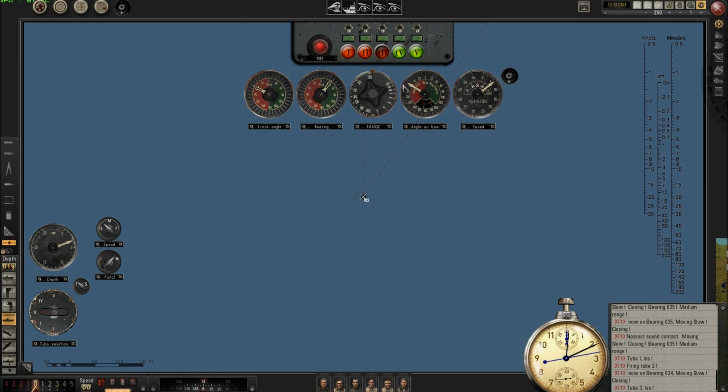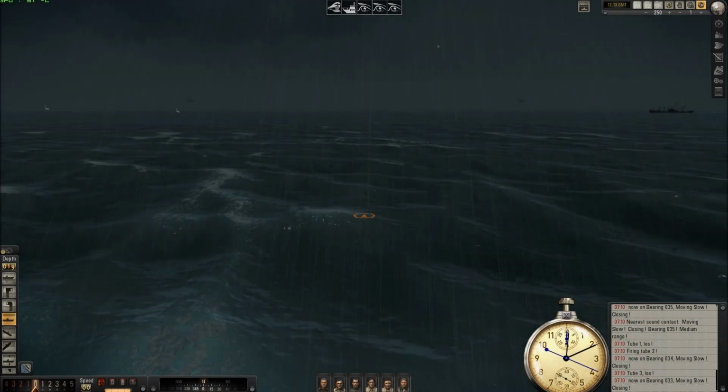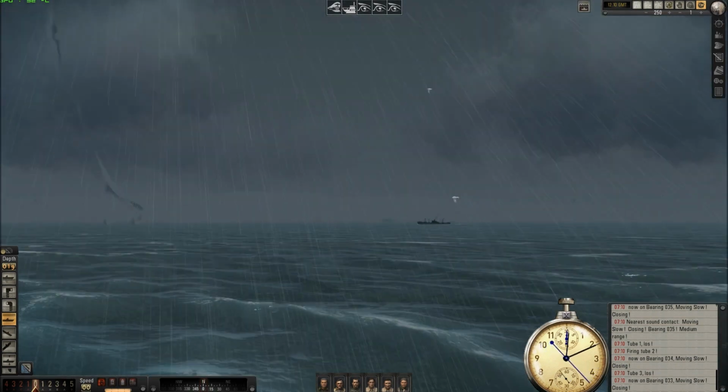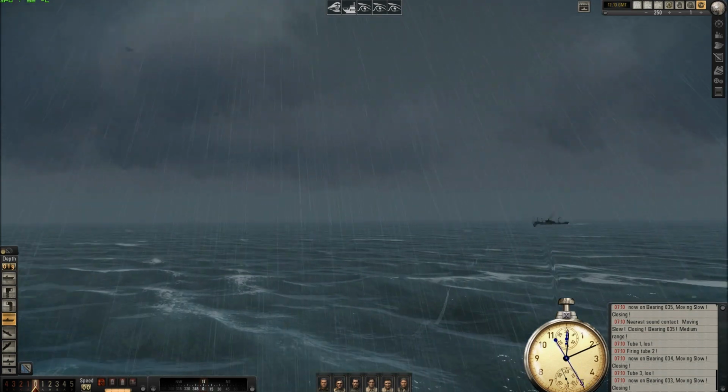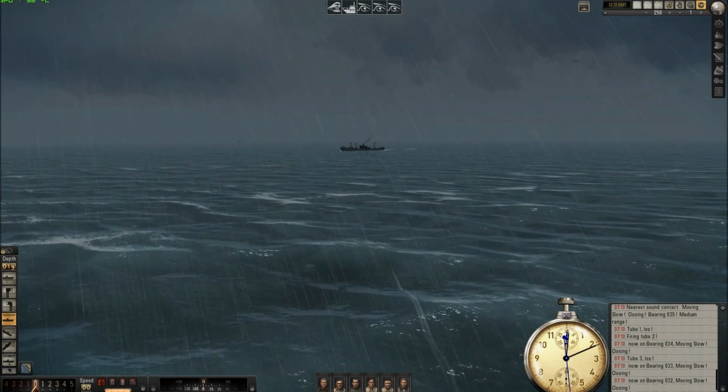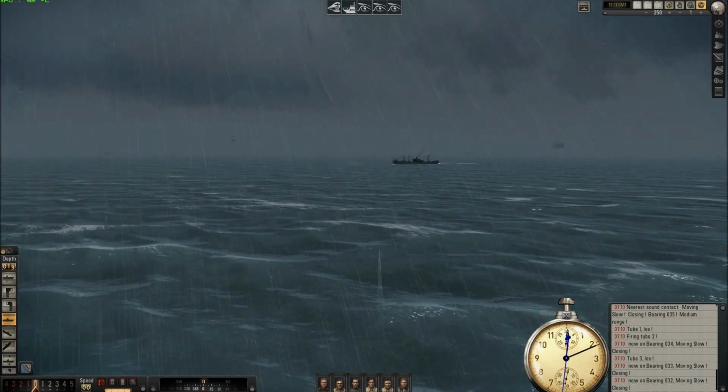As you see, I had no visual contact with the map. I did all the drawing only by hydrophone. Now we go outside to see if we did all the calculation right.